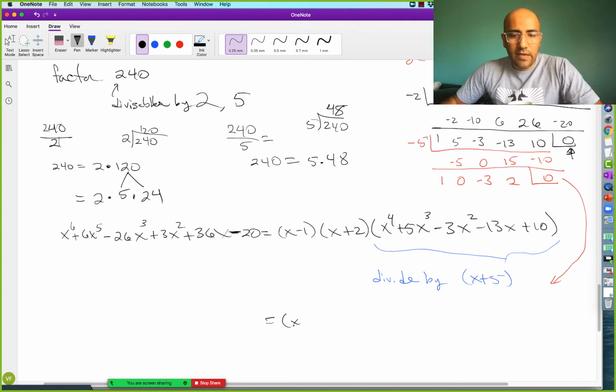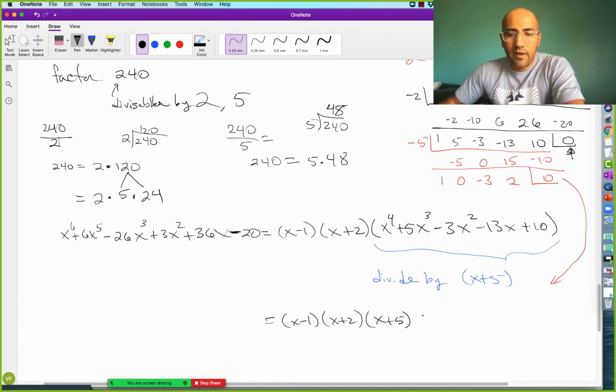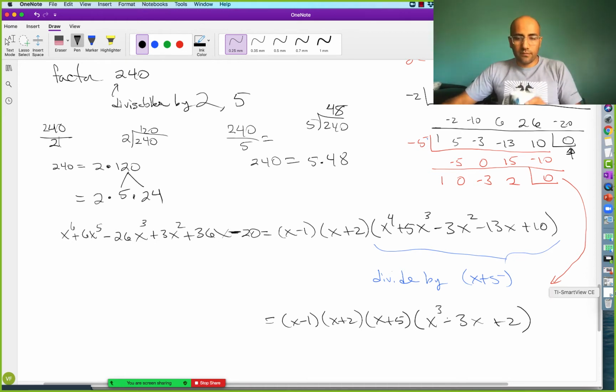We have that this is x minus 1 times x plus 2 times x plus 5, and then we have an x to the power of 3. Now we could put that plus 0x squared, but I'm just going to put a minus 3x plus 2. We're good so far?